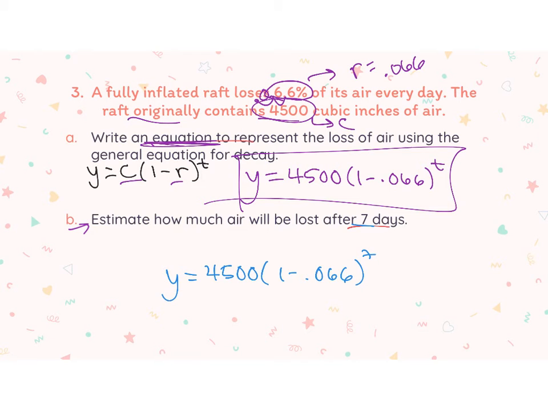I'm going to type all that in. 4,500 times 1 minus 0.066 raised to the 7th power. I get y equals 2,790.2. So we're in cubic inches, which means I would write inches to the 3rd power.